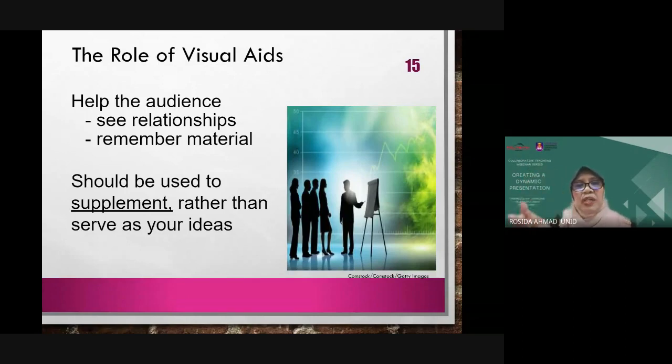And sometimes you have it on the laptop, everything's perfect. When you project it, it becomes blurred, or the picture is not clear there.